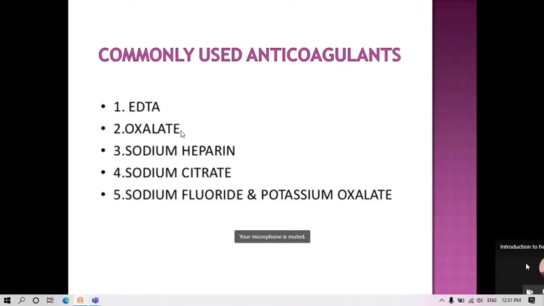And trisodium citrate is mainly for the coagulation studies and also for the ESR if you want to. And sodium fluoride and potassium oxalate we have already discussed for blood sugar estimation.